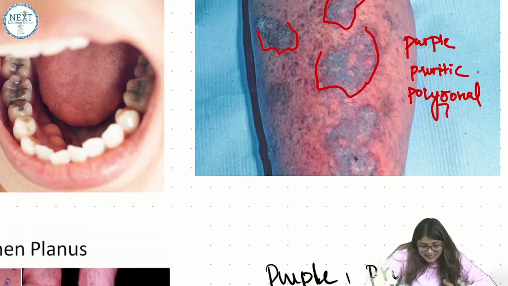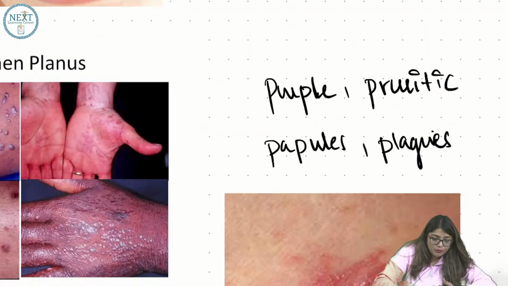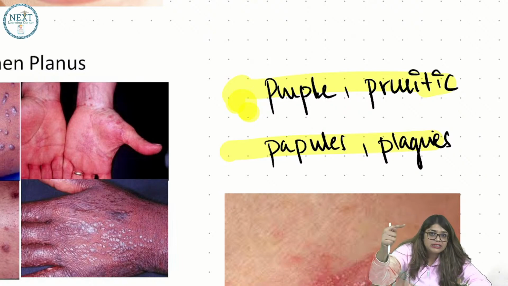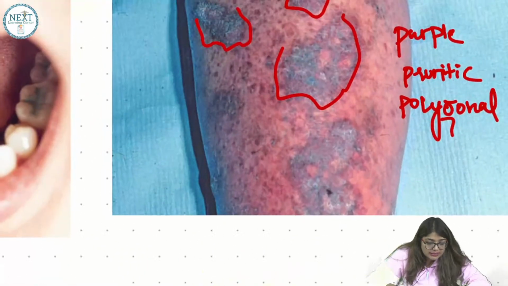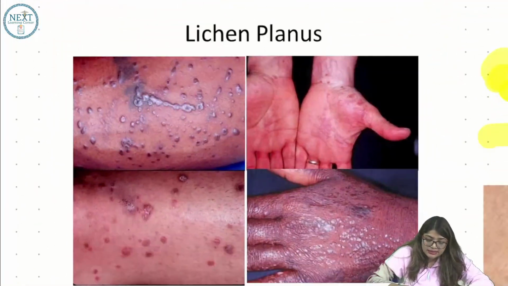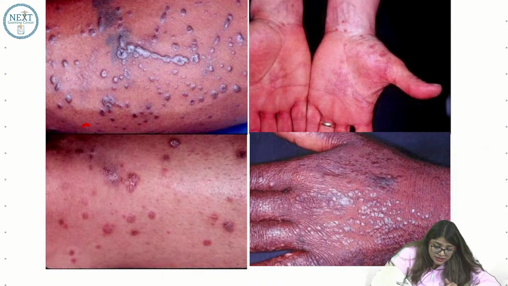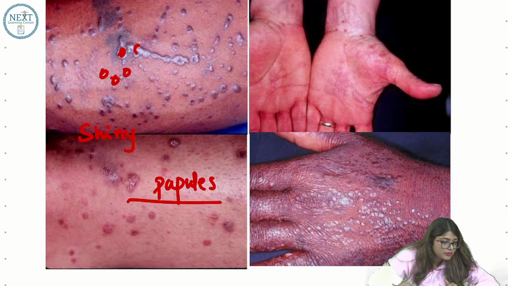Yeah. So basically purple, polygonal, papules and plaques. Papules, again, are less than 1 centimeter and they are raised lesions, right? So these are your plaques. Can you see that light is reflected on it? So they are shiny in nature, plus they are less than 1 centimeter. So these are your papules, right? These are your papules.